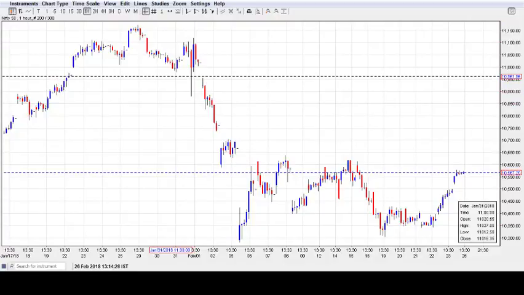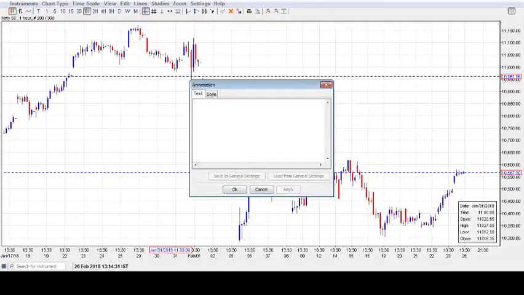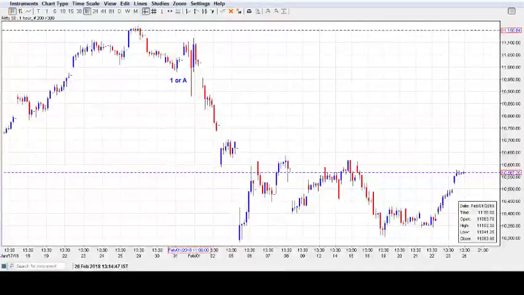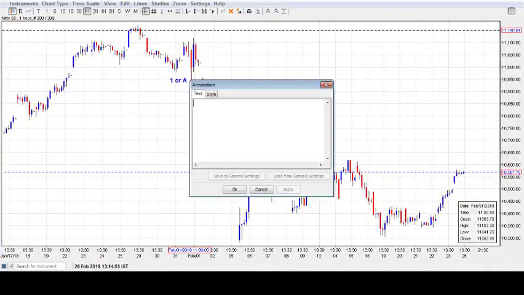So the potential wave counts for what Nifty has done is as under. I'm not going to take any chances. I'm going to keep the alternate counts open. So I'm going to label this as wave 1 or A, and the subsequent rally, let's label as wave 2 or B.